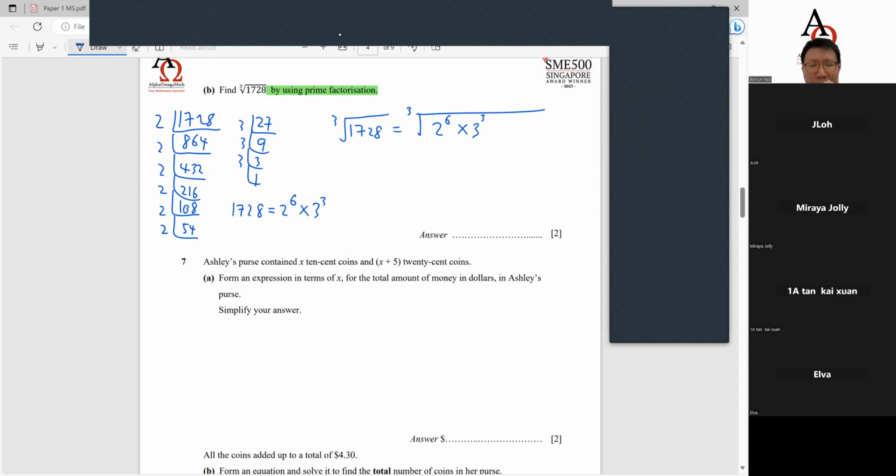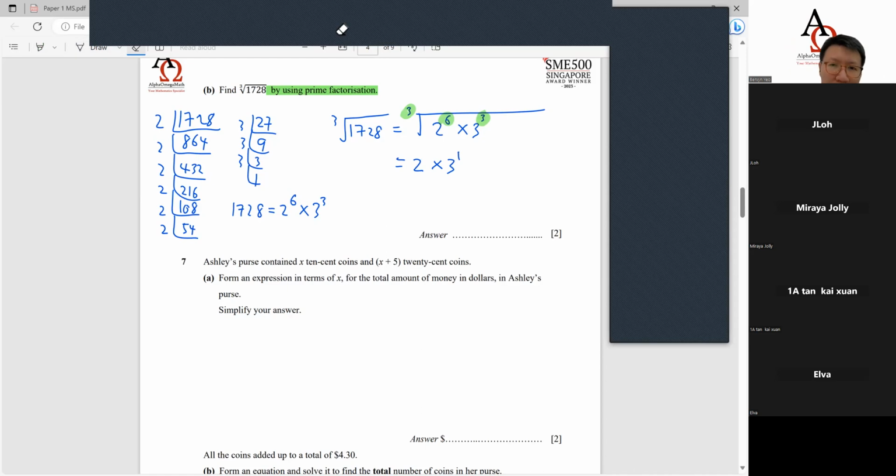What does a cube root do to your powers? It divides your powers. What are powers, by the way? Powers are these two things here. Whenever you cube root something, the powers will be divided by 3. Because for cube root, there's a 3 over here also, right? So you end up with 2 to the power of 2 times 3 to the power of 1, because 6 divided by 3 is 2, 3 divided by 3 is 1.